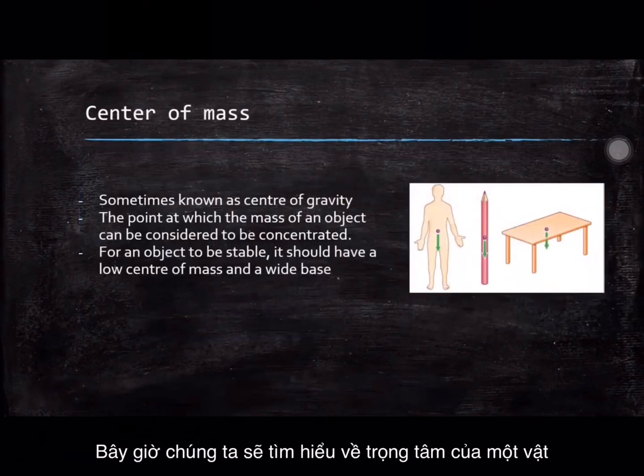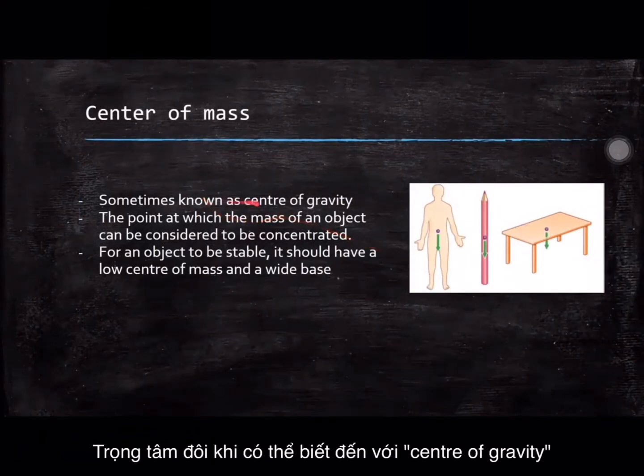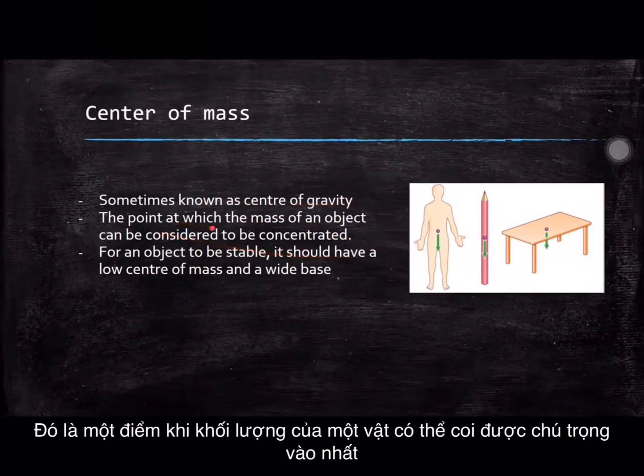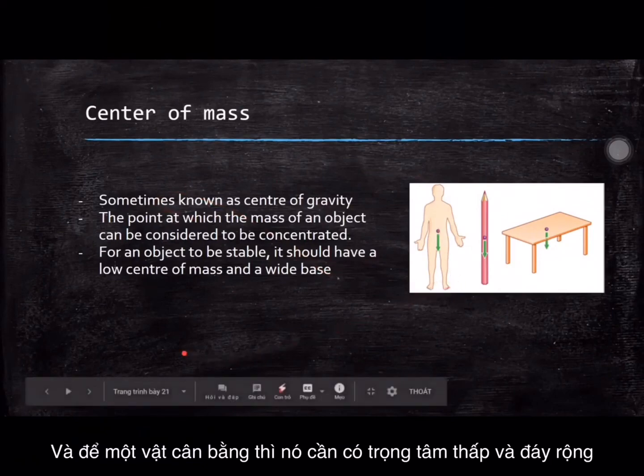Now we'll go to the center of mass. Center of mass is sometimes known as center of gravity. It is the point at which the mass of an object can be considered to be concentrated. For an object to be stable, it should have a low center of mass and a wide base.